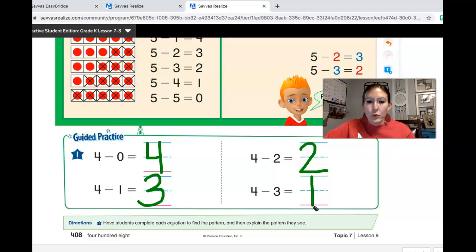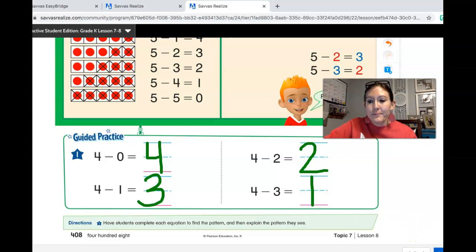Let's check to make sure. 4 minus 3. Let's solve that. Start with 4 fingers up. Now, take away 3. 1, 2, 3. How many fingers do you have left up? Is it 1? That's right. And look at our answer. It's 1. Wow. Let's see if we can find more patterns together in subtraction.